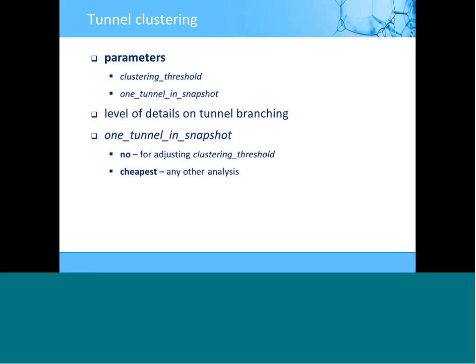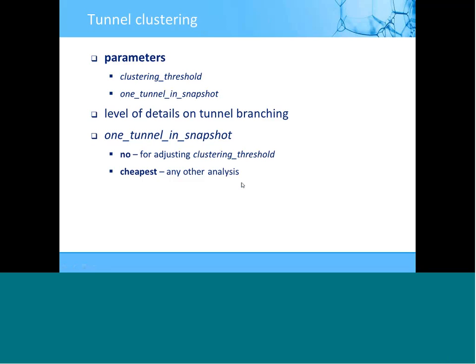So if we set no, it allows us to see all tunnels, which is very important for the setting of this clustering threshold. But on the contrary, the option cheapest should be used for any other analysis, not to noise your data and visualization with these alternative tunnels, which mostly are not relevant. They are narrower than the cheapest tunnel, and everything important will happen through this cheapest tunnel.